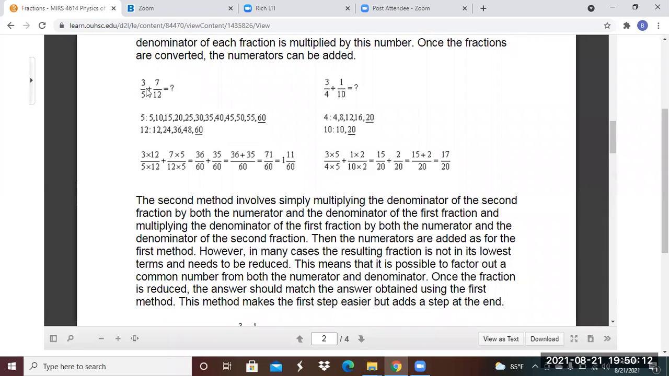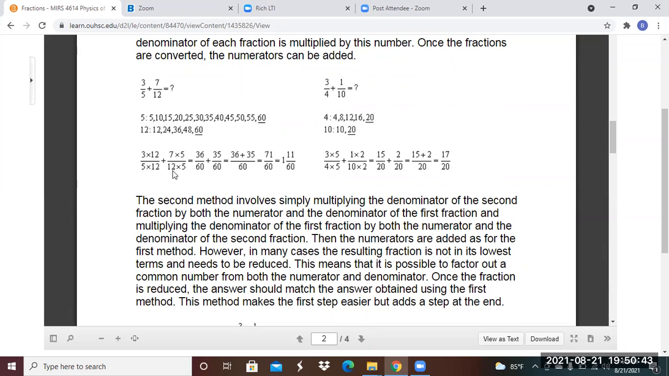So let's say you want to add 3/5 to 7/12. What you're going to do here is take 5, and they've spelled out several different multiples of 5, and you end up coming up with 60. 12 here, they take 12 and multiply it out, and they come up with 60. This is the first number in each series that appears in both lists. Therefore, your least common denominator is going to end up being 60.